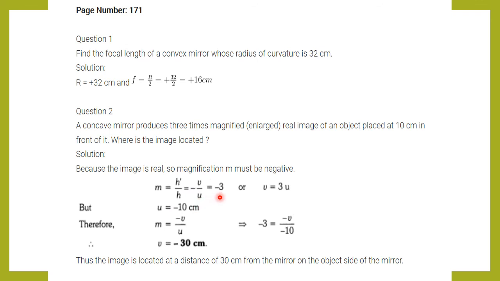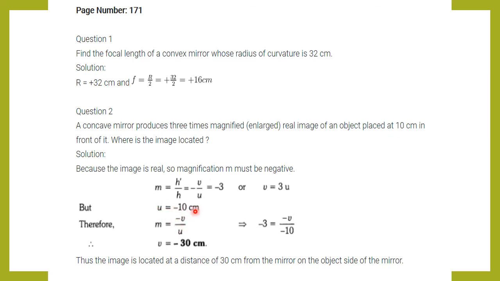So m is h dash upon h is equal to minus v upon u, which is minus 3, because it is 3 times magnified and real. So if we take minus v upon u is minus 3, we get v is equal to 3u. Now the image of an object placed at 10 centimeters in front of the mirror means the object distance is 10. So u is equal to minus 10 centimeters.